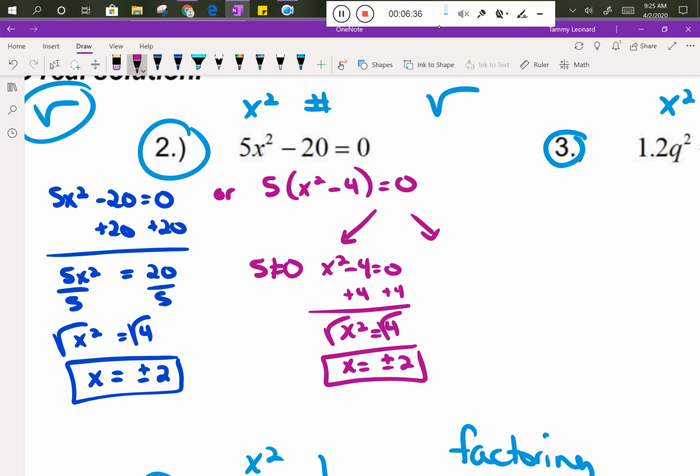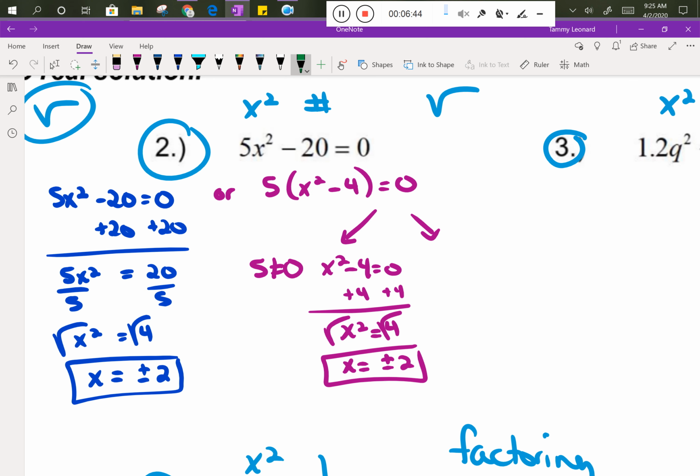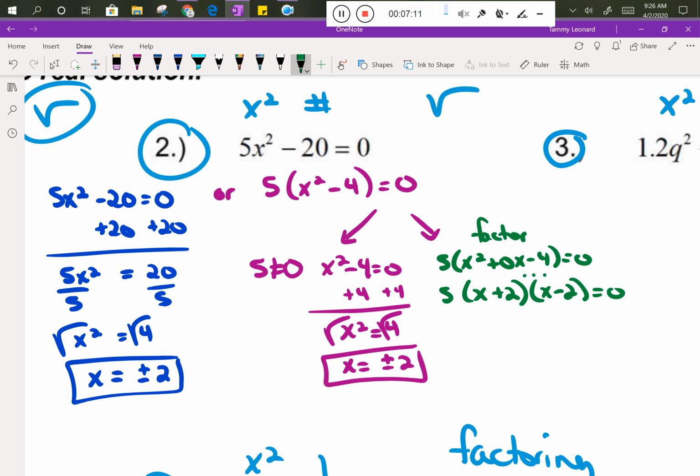But maybe we decided to switch over to factoring. That would also be an option. So if we decided to switch over to factoring, we might have looked at this and said, well, I can factor that further if I put in the 0x. I'm not going to go through all of the steps to get the factoring done, but if I did that, I would end up with an x plus 2 and an x minus 2 equals 0. So I'm writing dot, dot, dot in here to represent that we could have done factoring to get there.